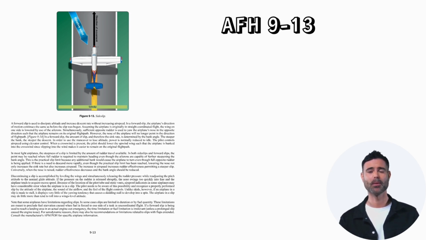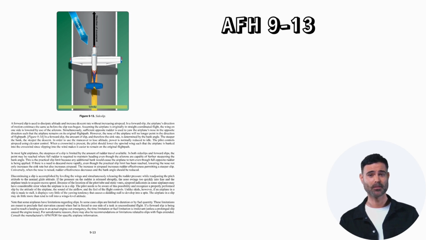In most light airplanes, the steepness of a slip is limited by the amount of rudder travel available. In both side slips and forward slips, the point may be reached where full rudder is required to maintain heading, even though the ailerons are capable of further steepening the bank angle. This is the practical slip limit, because any additional bank would cause the airplane to turn even though full opposite rudder is being applied.